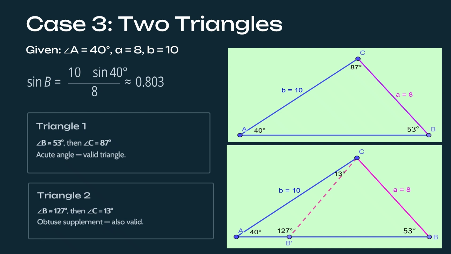Think of it like swinging a door in two directions. One swing gives you a narrow triangle, the other gives you a wide triangle. Same data, two different shapes, which are both correct.